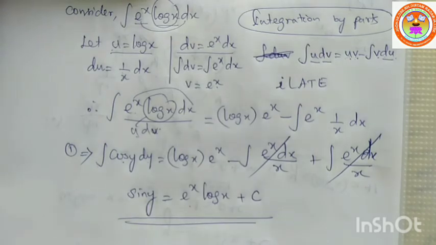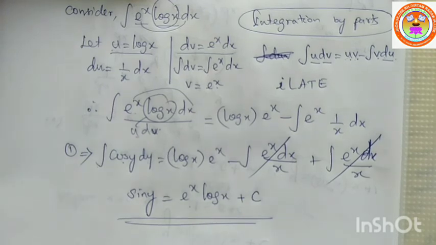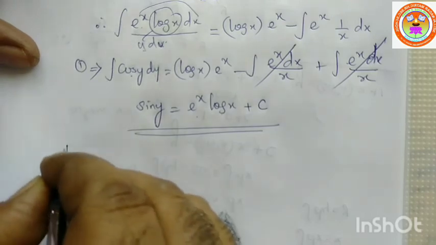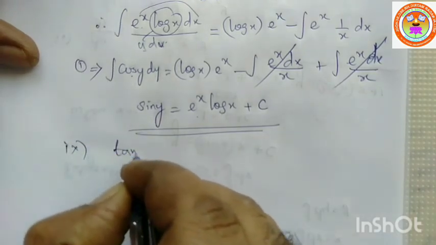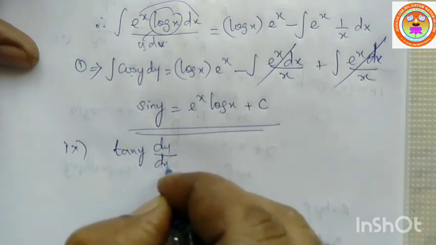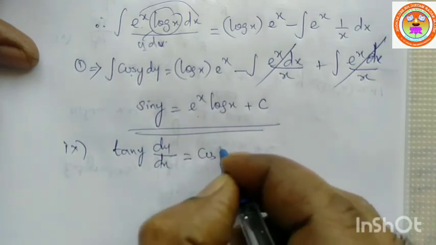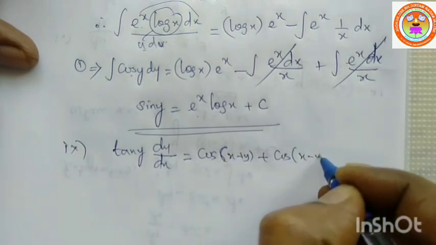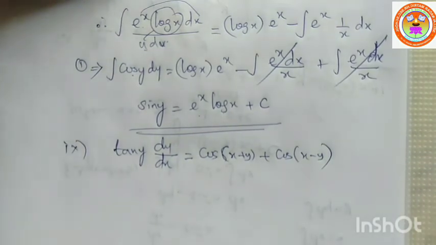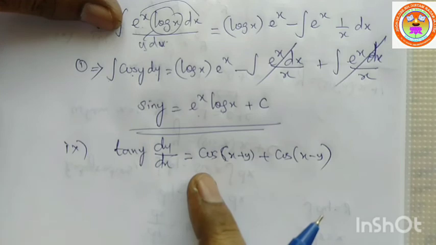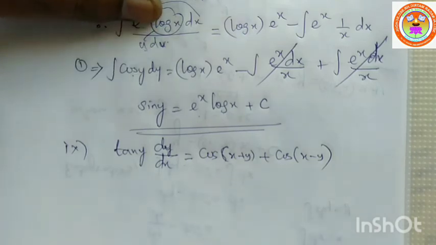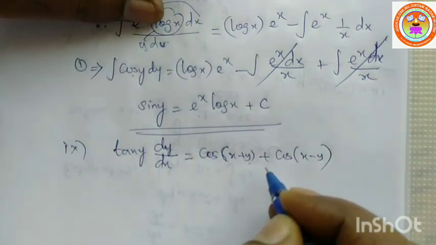Okay. Now we can move on to the last question from this exercise. That is question number 9. Question number 9 says tan y into dy by dx is equal to cos of x plus y plus cos of x minus y. Now we are going to solve this differential equation.